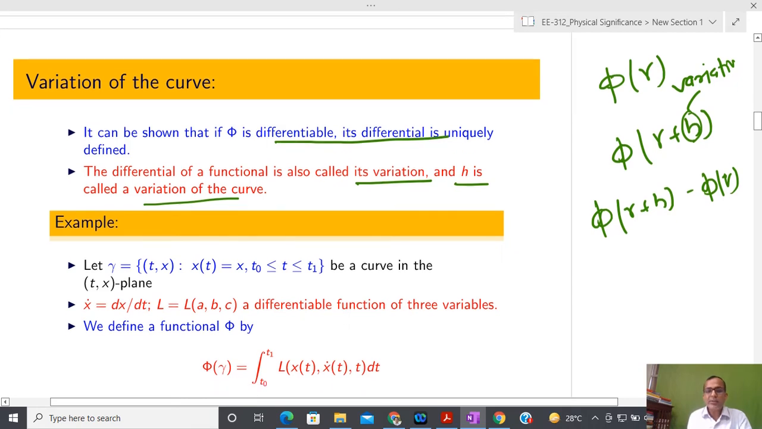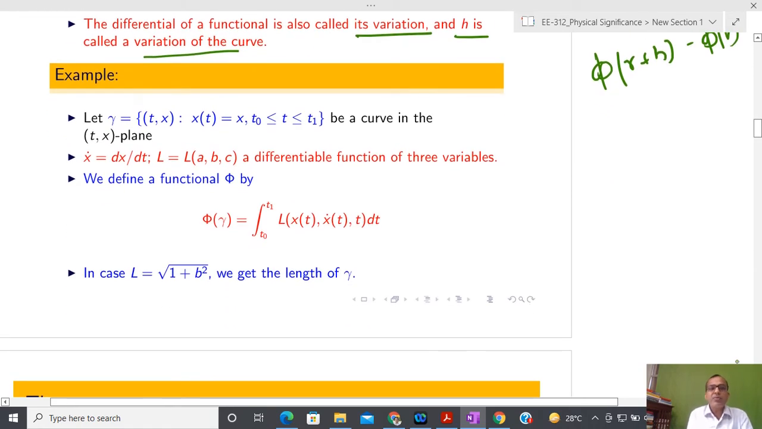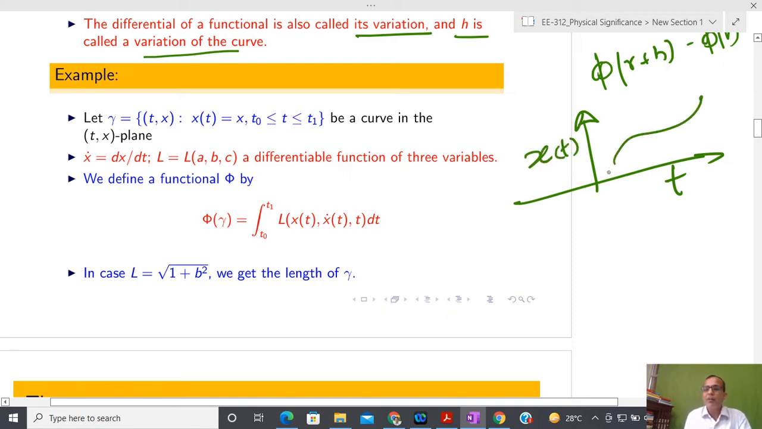Now let us try to see an example. Again I am going to repeat the same example, because whenever I am in two-dimensional space with t and x, we found that the length of the curve from here to here is given in the form of the square root of 1 plus x dot square, integrated from t0 to t1, and this is nothing but dx you can take. Here, whenever I am integrating from t0 to t1, that is dt.